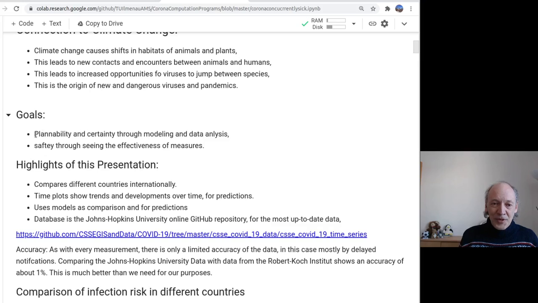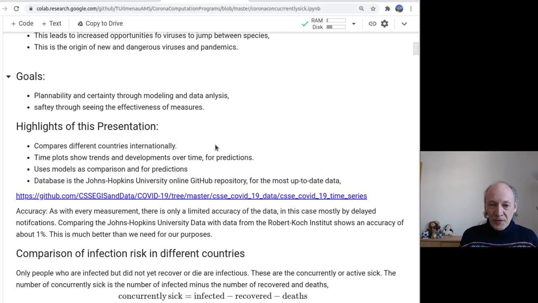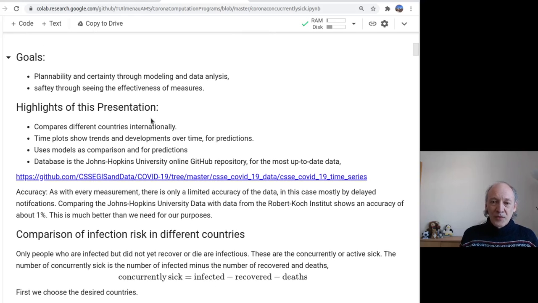So the goal here would be planability and certainty through modeling and data analysis, which I will show here. And then safety through seeing the effectiveness of measures, like checking which measure does what, which we will also see. So these are the highlights of this presentation.